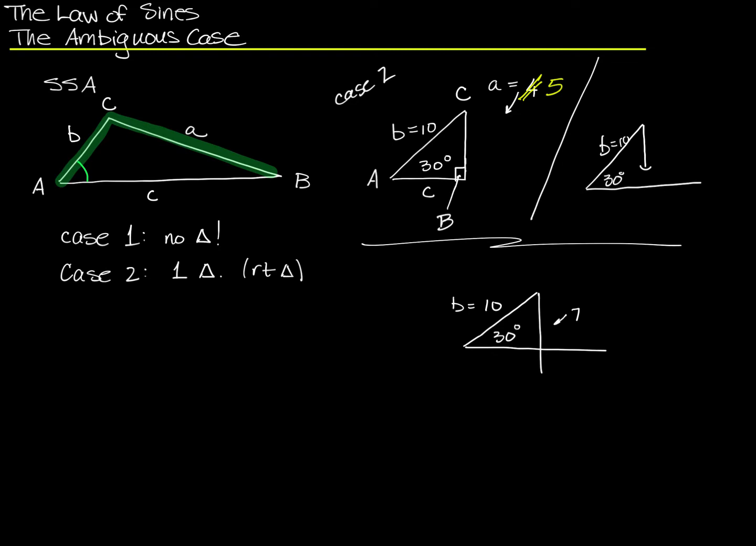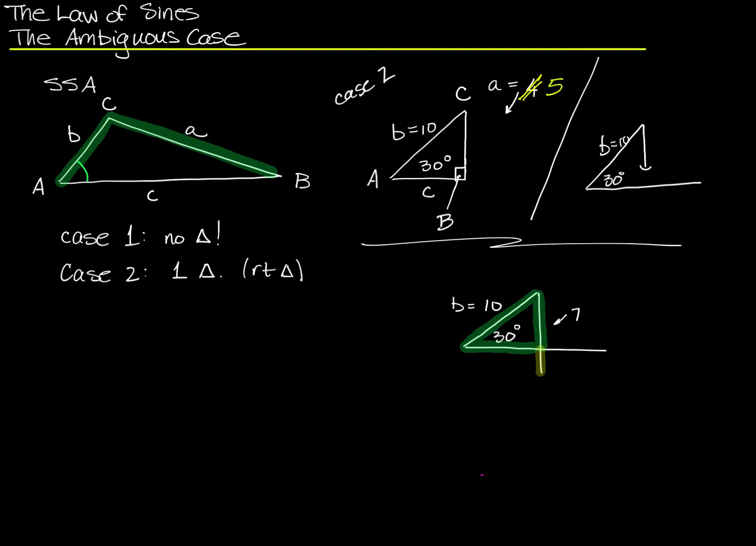Let me use a different color. It's forming a triangle that has a side of 10 and a side we don't know, but that third side is not 7. I need to use the entire length 7 as part of my triangle. So I'm going to need to redraw this.